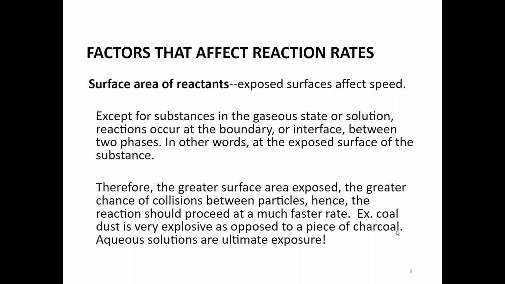And it kind of gives you a really cool example here. If you look down at the last sentence, coal dust is very explosive, and yet a piece of charcoal, which is also made out of coal, is not explosive at all. So the difference between those two is just the surface area. Obviously, the coal dust has a lot more surface area, so it can react a lot quicker with the atmosphere or whatever it's reacting with.